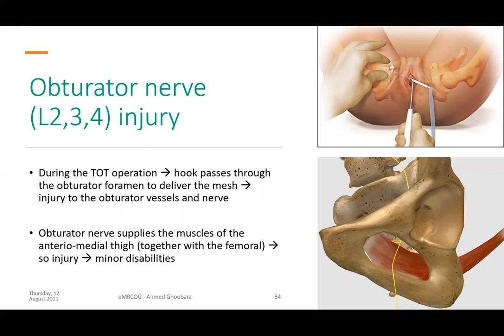Obturator nerve injury leads actually to minor disabilities because we have two nerve supplies to the anterior compartment of the thigh: the femoral nerve, which is the main nerve supply, and the obturator nerve, which is an accessory supply. So obturator nerve injury will lead to minor disabilities, but also to paresthesia of the medial third of the thigh. This will be your clincher in the exam: paresthesia over the medial side of the thigh.